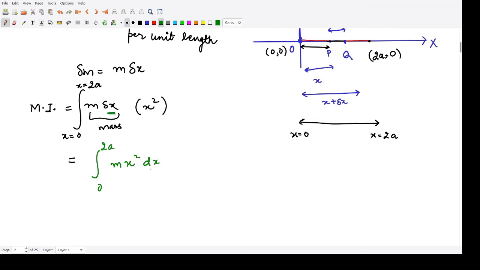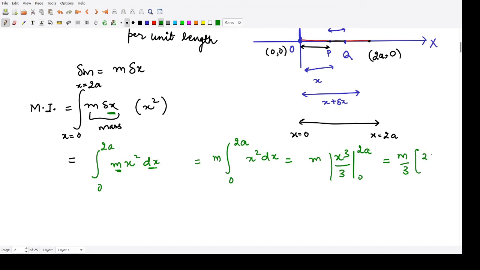This delta x is nothing but dx, right? So we can take m common because it is constant. We are taking this to be the uniform length, right? And we'll perform the integration 0 to 2a x square dx. So it would be m into x cube divided by 3, and we have the integration limits as 0 to 2a. So we have m by 3 outside, so it would be 2a cube minus 0. What would be 2a cube? It would be 8ma cube divided by 3. So this is the moment of inertia.